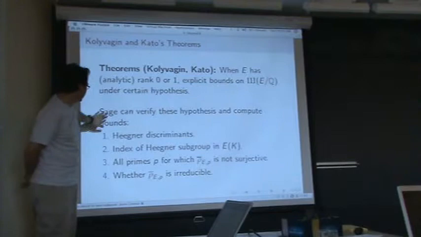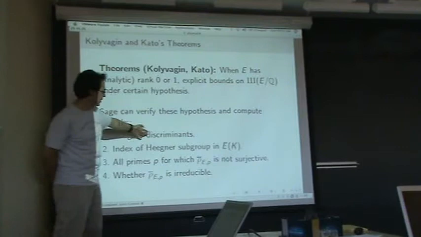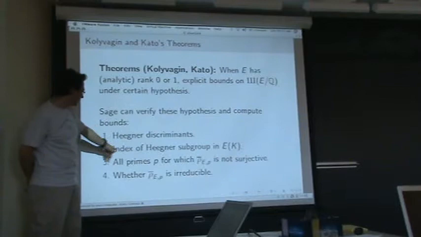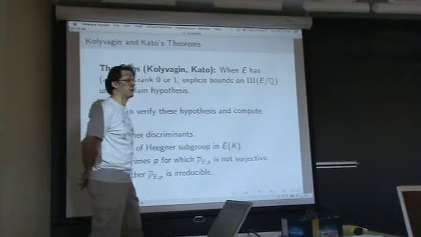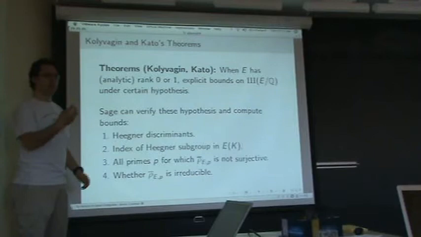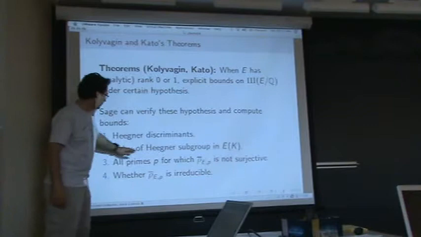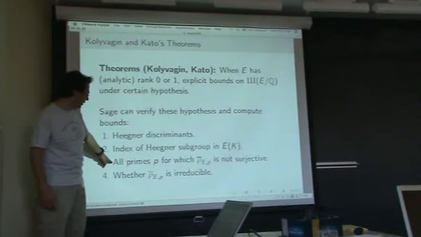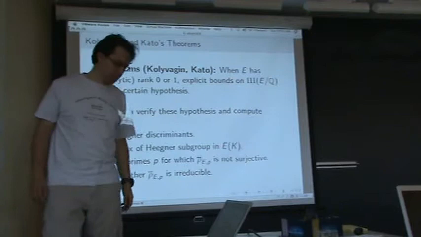But these are examples of some of the things that you compute along the way in order to apply this theorem. So discriminants that satisfy the Heegner hypothesis, that's pretty easy. It's just quadratic reciprocity. You can compute the index of the Heegner subgroup in the Mordell-Weil group of the curve over a quadratic imaginary field. You can also compute a bound on that index without actually computing the Heegner subgroup or the Mordell-Weil group, which can be really useful in practice. So you can do some really neat things here that involve point searches. And again, it's just one command that you use. You can tell for which primes the mod p representation is surjective, and you can tell whether or not for a given prime the mod p representation is irreducible. You can also compute isogenies and so on.